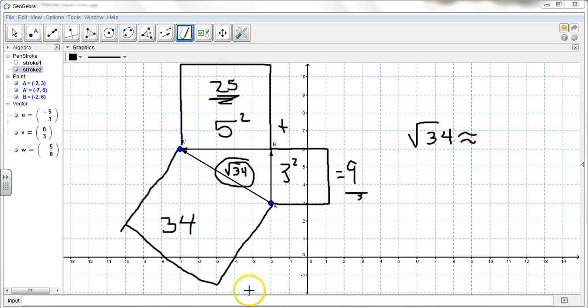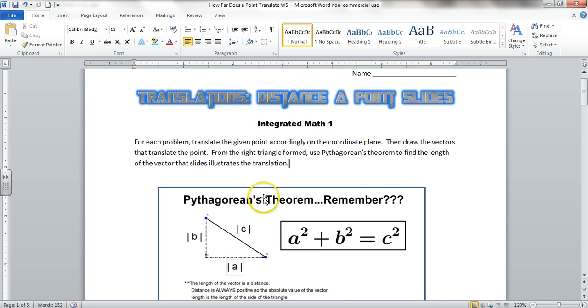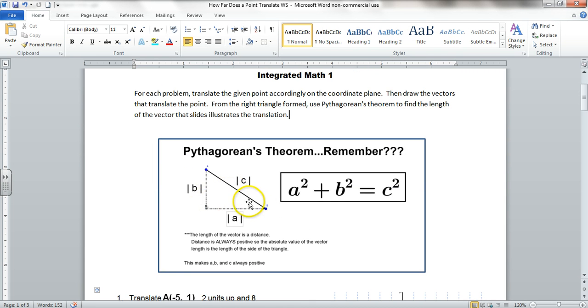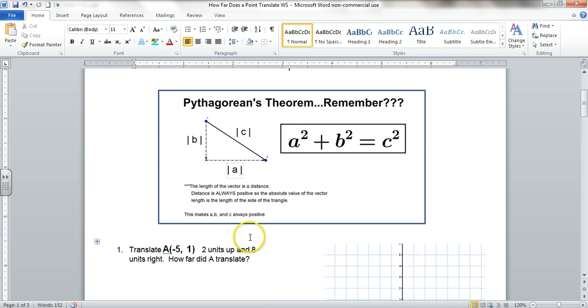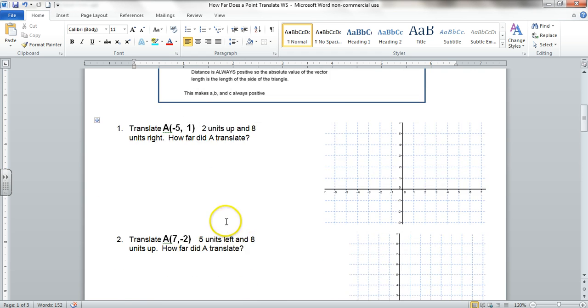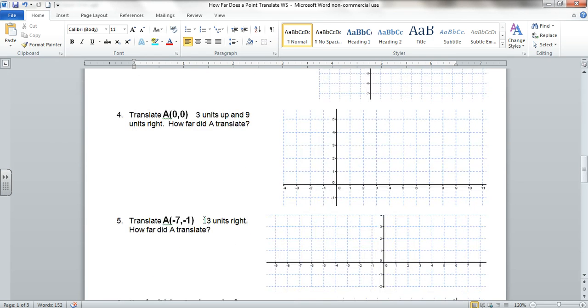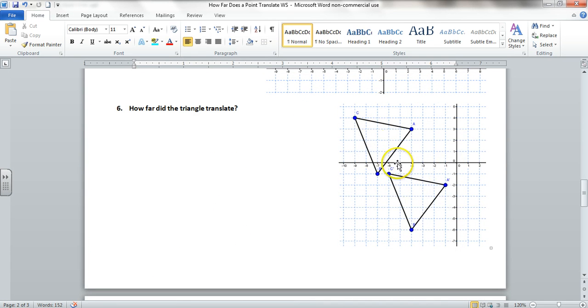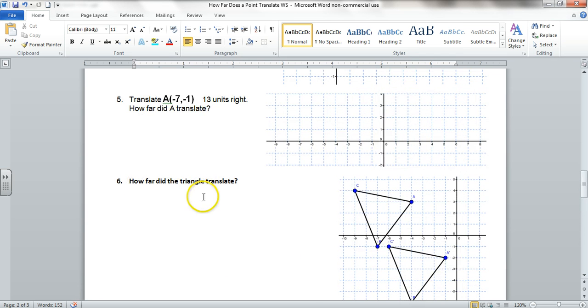So your assignment then is to take this worksheet. I have Pythagorean's theorem on there for you. I am showing the absolute value because we always want these distances to be positive. So if it's a negative movement, the distance is still the positive length. So that's what the absolute values are showing. And then you have 10 problems on translating points and then also finding out how far a triangle, a figure, had slid. So you got 10 problems with that.